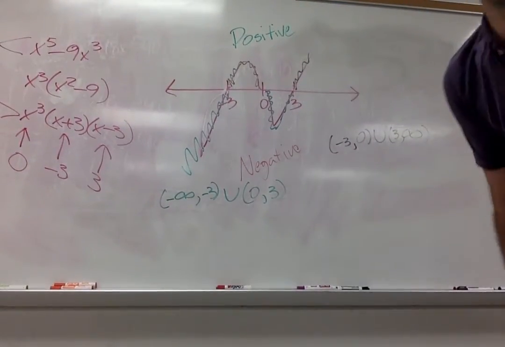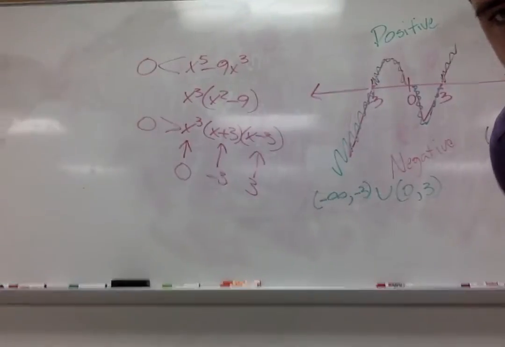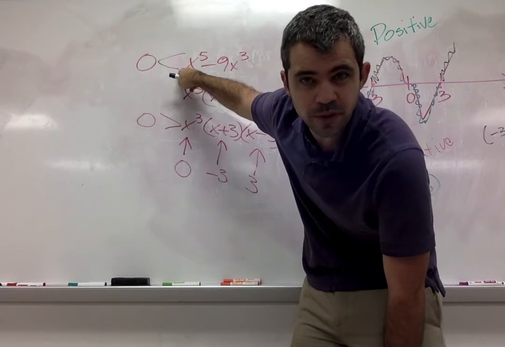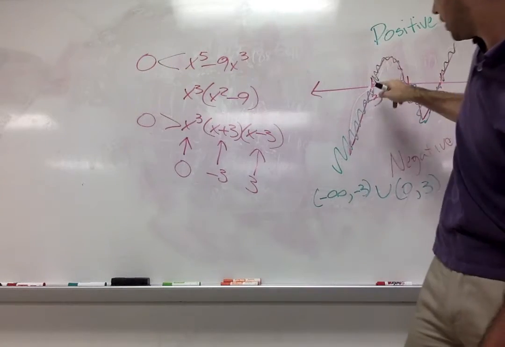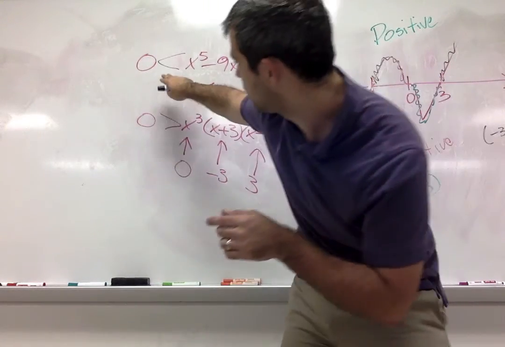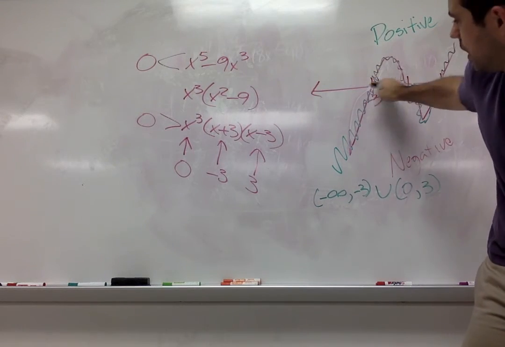You might be asking, well, do I use parentheses? Do I use brackets? It depends on this guy. If we say it can equal 0, then it should be able to equal these numbers. If it doesn't say it can equal, then we have to use parentheses whenever we hit these numbers.